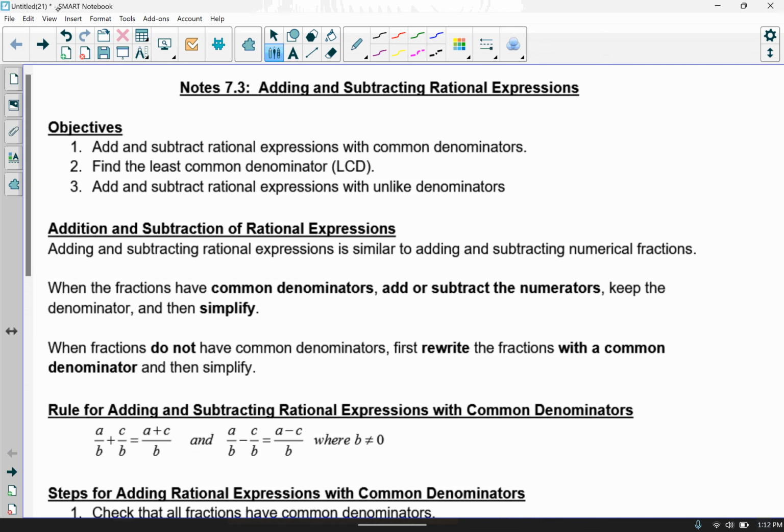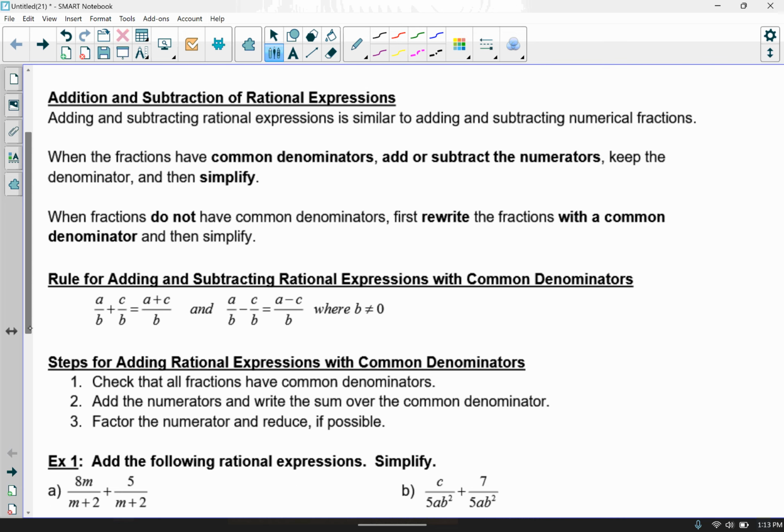Hi there. So in this video, we're going to look at adding and subtracting rational expressions. The three specific items that we're going to look at will be adding and subtracting rational expressions that have a common denominator. Then we're going to practice getting a least common denominator so that we will be able to add and subtract rational expressions that do not start out with having a common denominator. So we'll have to be able to build our own common denominator.